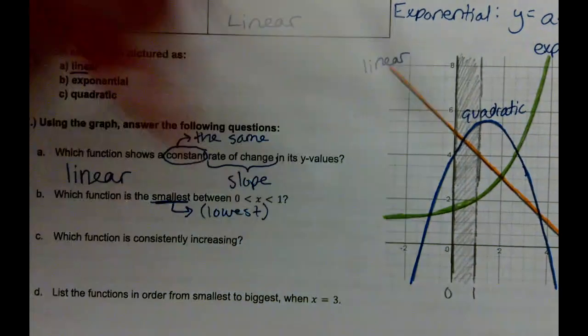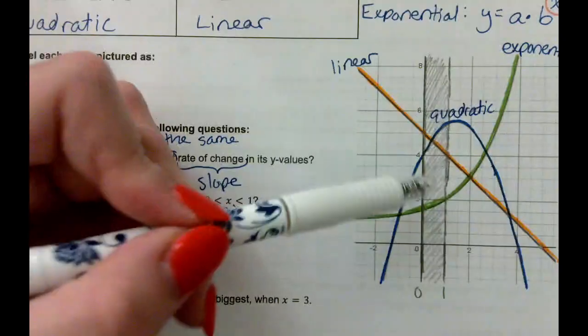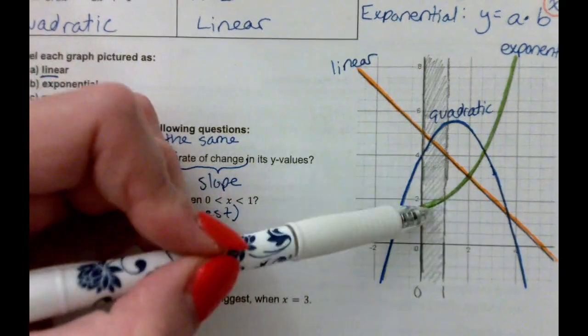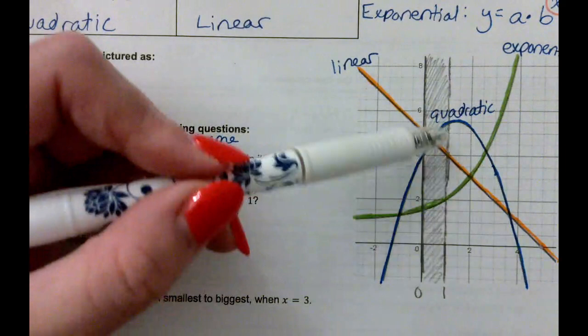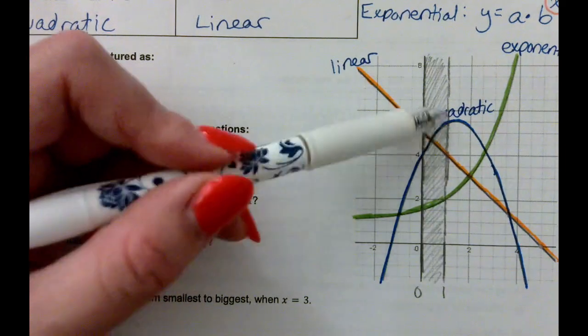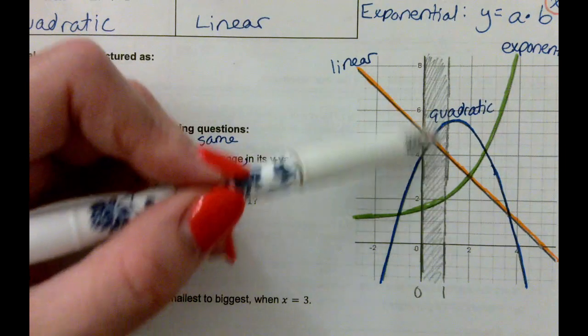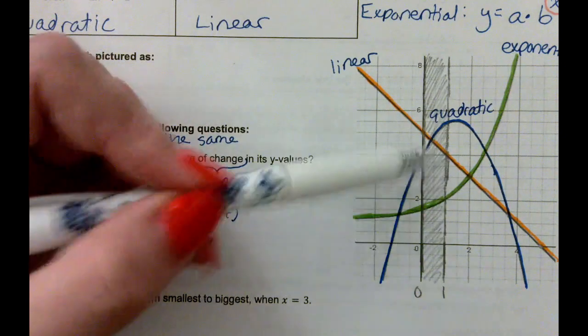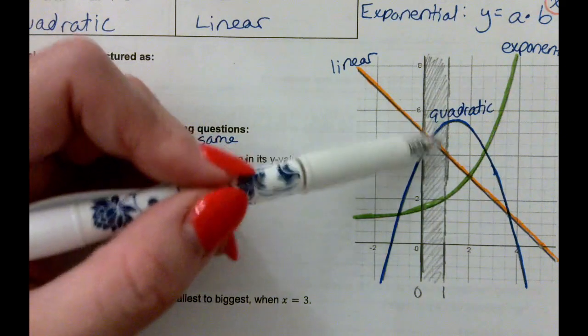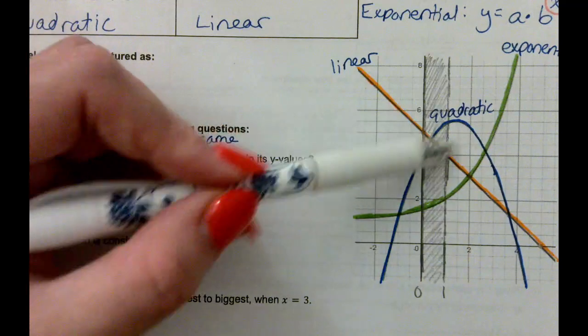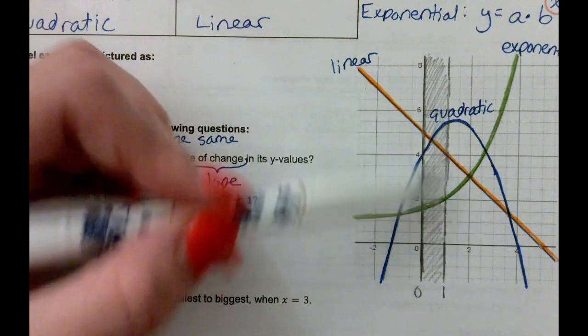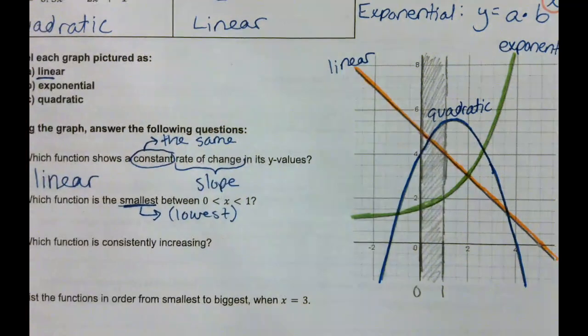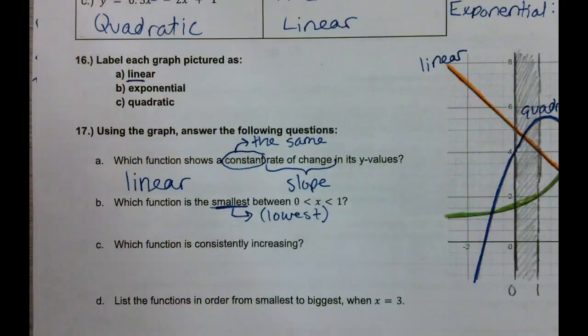So if we look just in this space, we can see that at the bottom here we have the green function, which is my exponential. Here, quadratic and linear are kind of fighting for who's going to be higher up than the other. And so they kind of change positions throughout. But good thing is we don't really have to look deeply into that because exponential is clearly the lowest here. So, exponential.